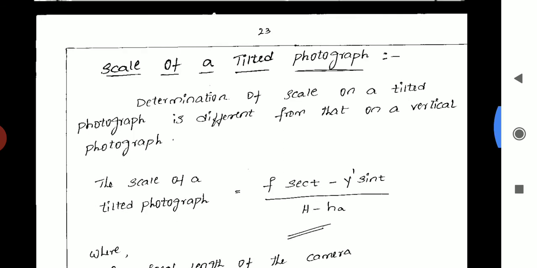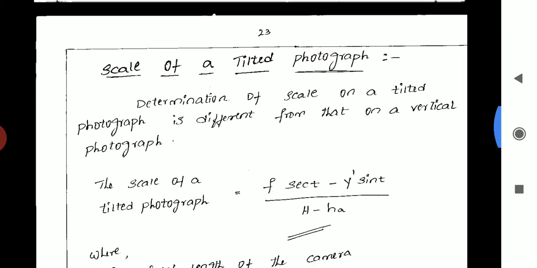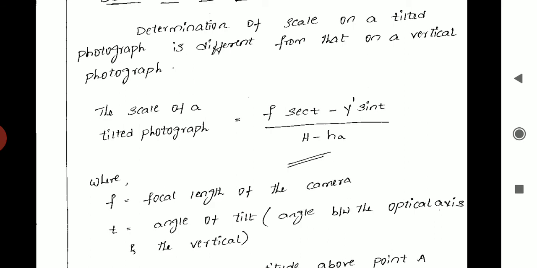And next one is scale of a tilted photograph. Okay, in this case also there is one figure, but that figure is very clumsy and has a lot of confusion. If I draw it, people will get a lot of confusion, so please don't refer to the figure. Okay, only you have to remember these points.